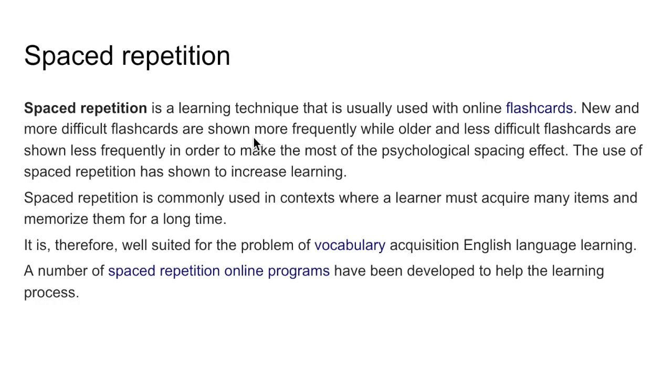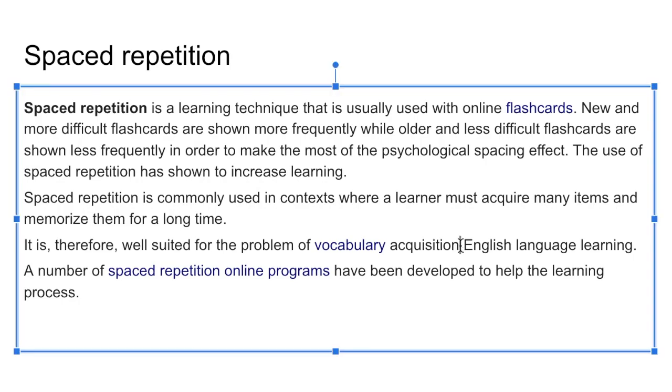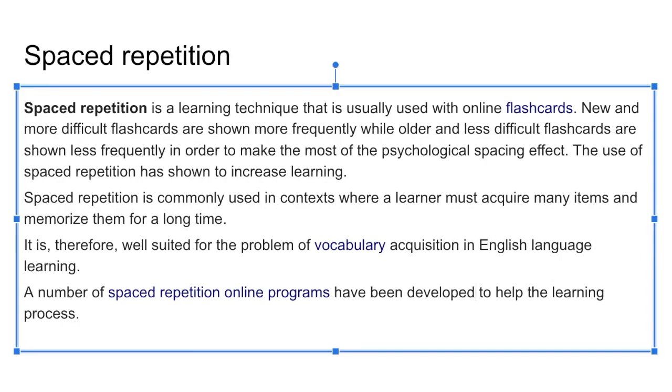Spaced repetition is commonly used where a learner has to acquire many items and memorize them for a long time. It is therefore well suited for the problem of vocabulary acquisition in English language learning. A number of spaced repetition online programs have been developed to help the learning process. So the program that I use is called Anki, and we are going to look at that right now.